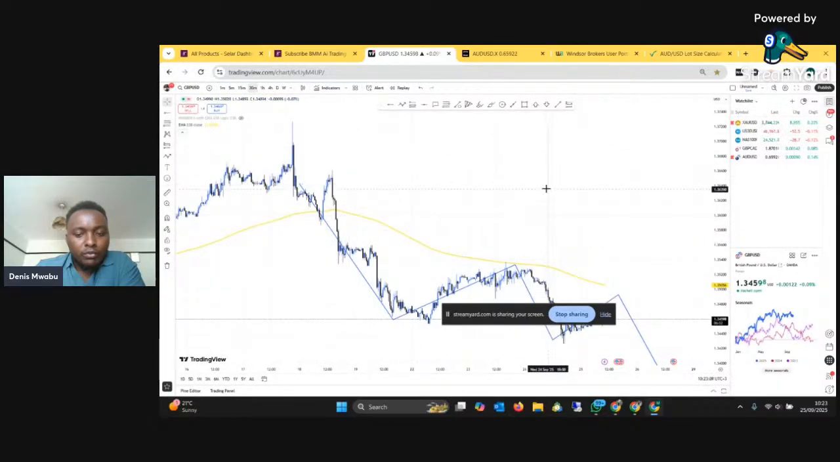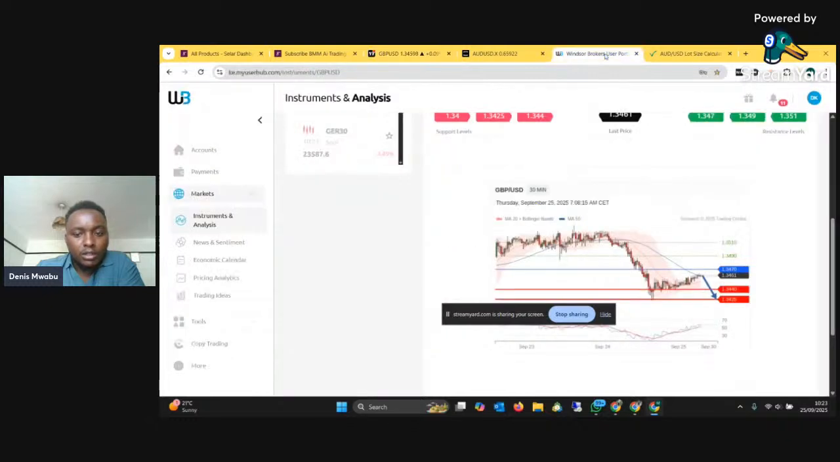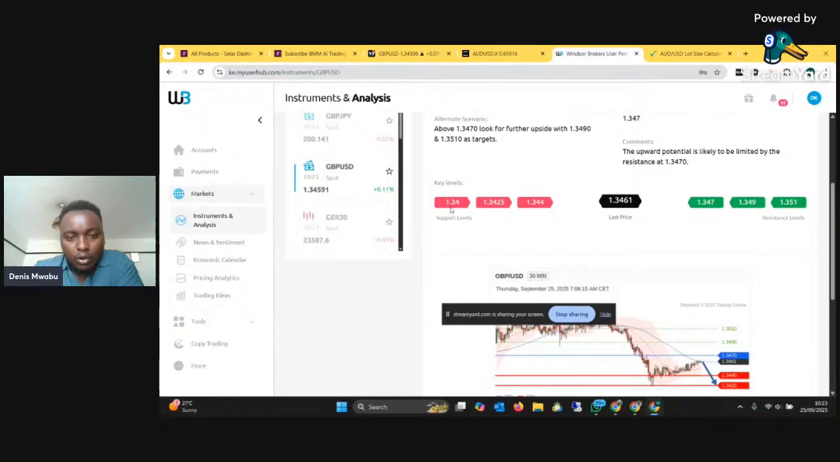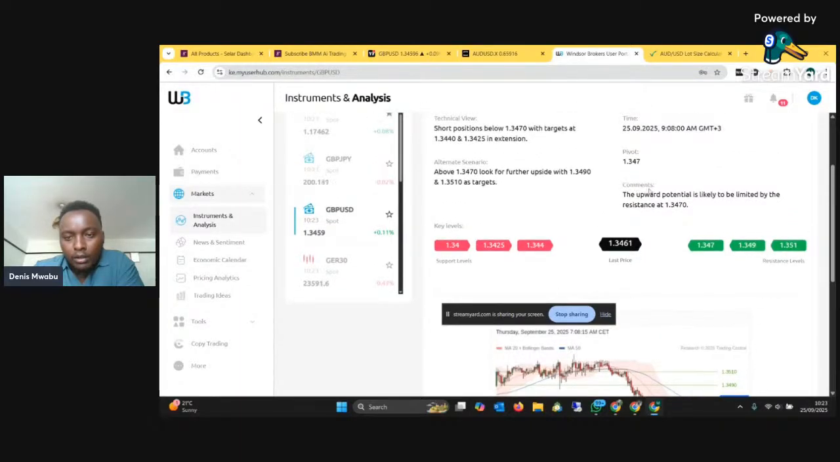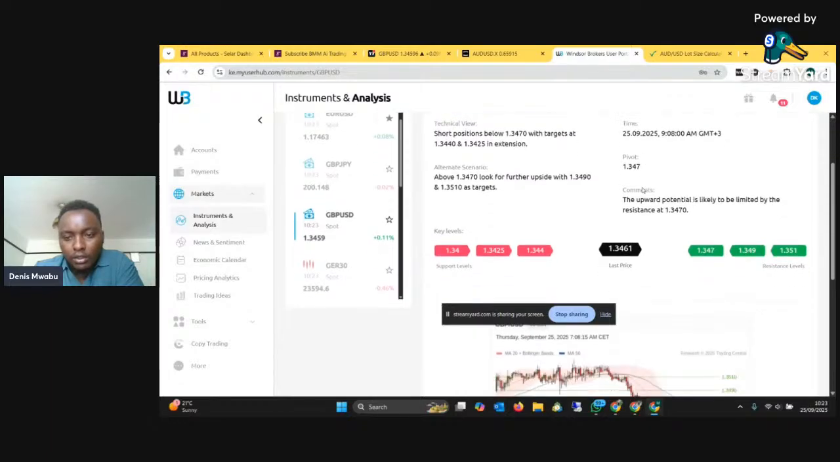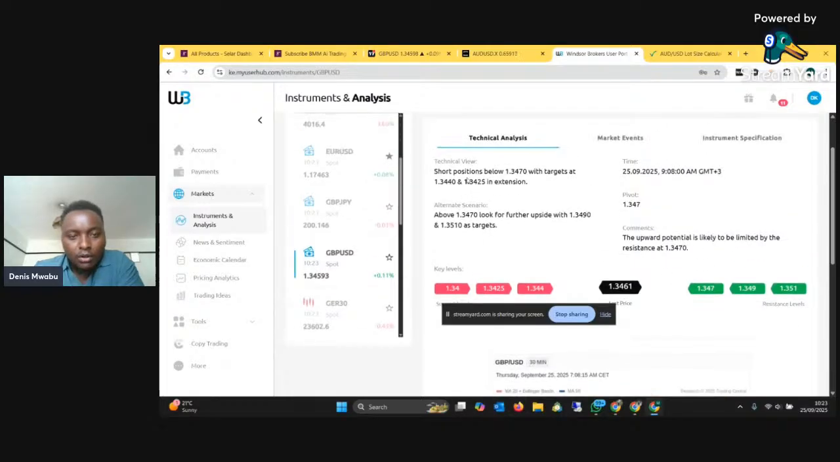You see the importance of trading with this auto analysis system for Winsor. It just gives you all the zones. Take a look. Key levels 1.34, 1.3425. If we see the upward potential likely to be limited by the resistance at these particular zones, alternative scenario, right now we are looking at short positions below 1.34 something, 1.3470 with targets.